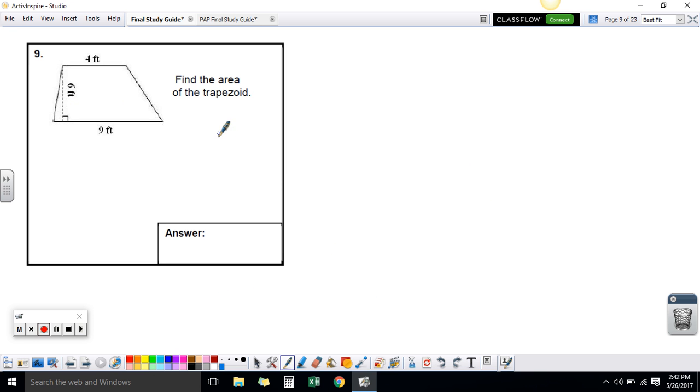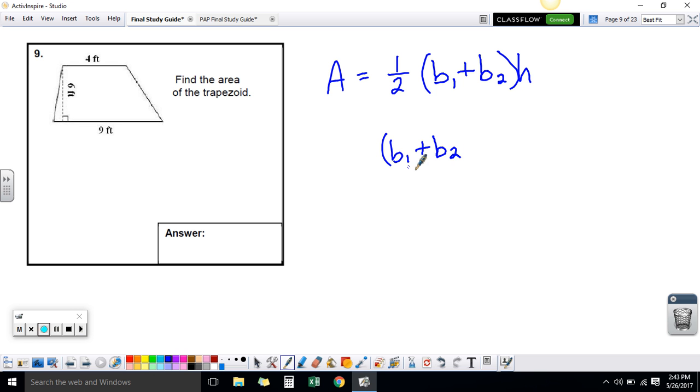Okay, number 9 says find the area of the trapezoid. On our mathematics chart, the formula for the area of a trapezoid is A equals half of parentheses base 1 plus base 2 close parentheses times the height. I told you guys in class that I like to cut out that 1/2 because it confuses people, so I say base 1 plus base 2, you have to do that first, times your height, divide by 2. You can call either one of these base 1. I'm going to call this one base 1, this one base 2, and this one my height.